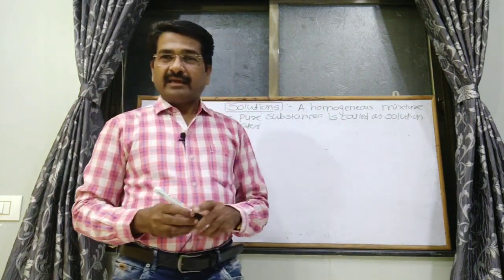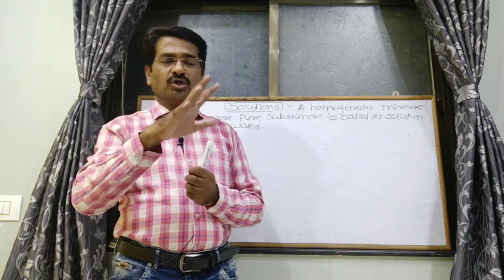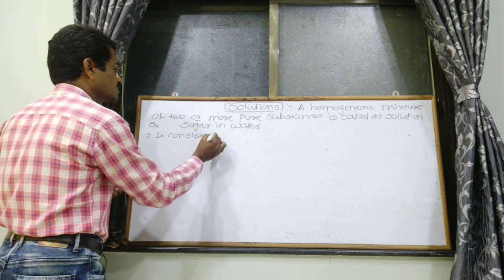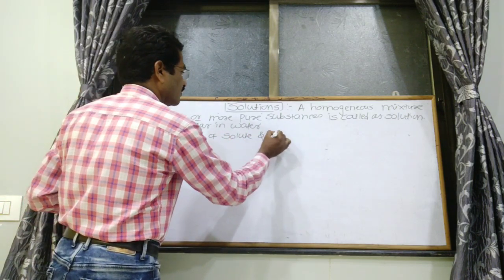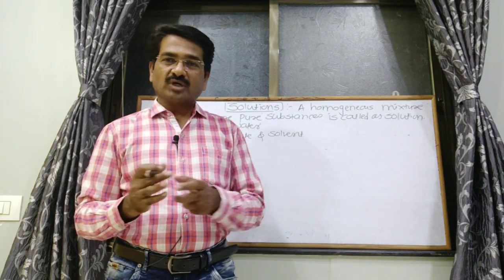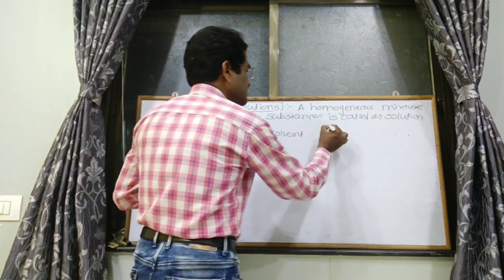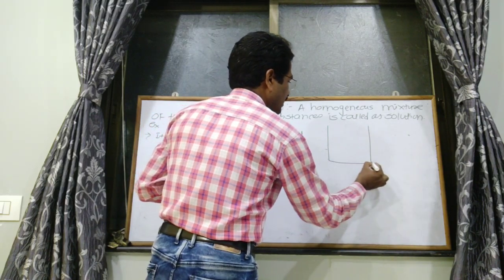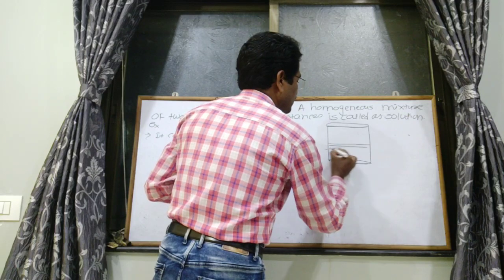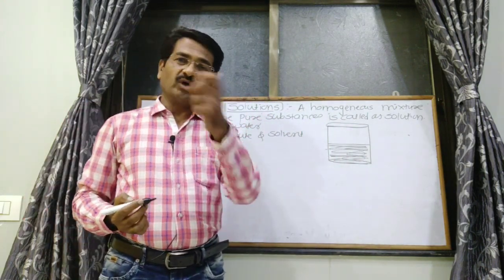In any solution, it consists of solute and solvent. Whenever the solute and solvent mix together, they form the solution. Suppose, for example, sugar in water is taken. This is a beaker. One beaker is taken, containing water.